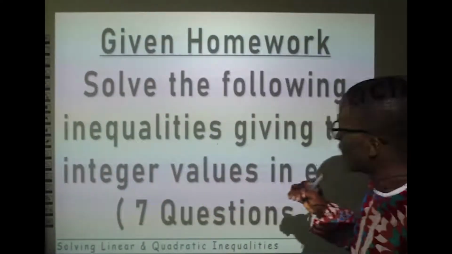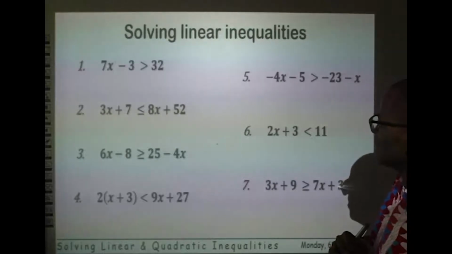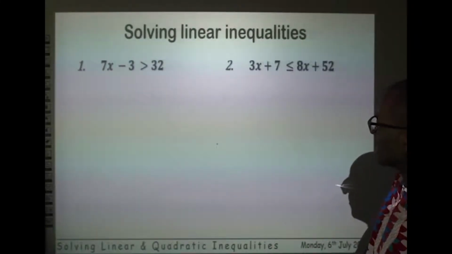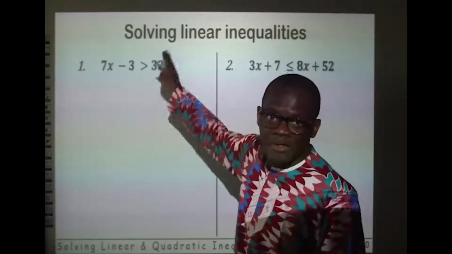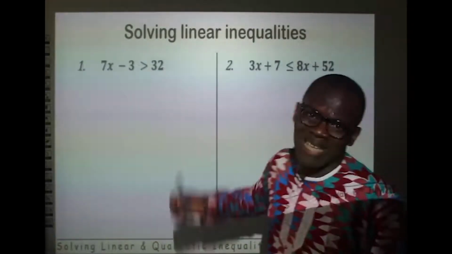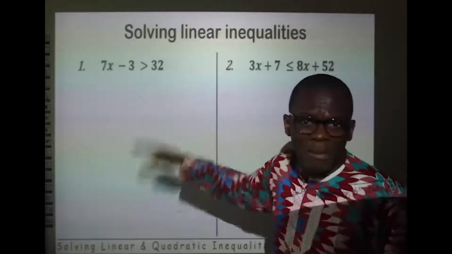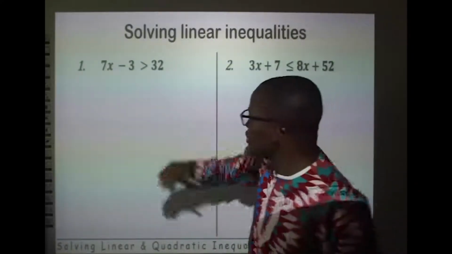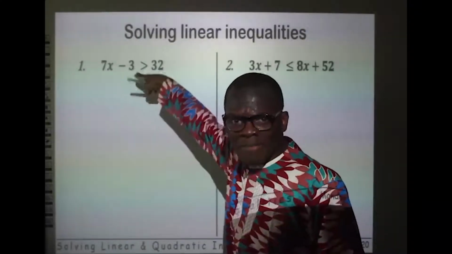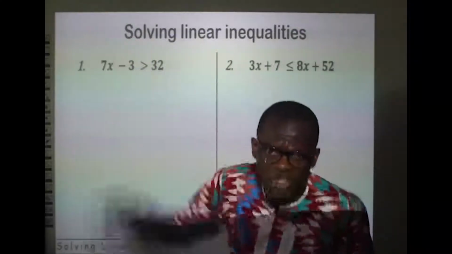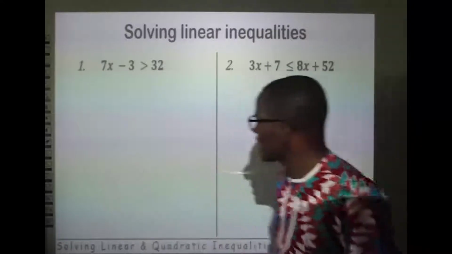So let's quickly go over the solutions to the questions I gave you last week on linear inequalities. Question number 1: you have 7x minus 3 is greater than 32. How do you solve that? Like I said, you carry on like you normally would if you're given any equation. Imagine for a moment that instead of the greater than sign you've got the equal sign there. So just go ahead and solve as you normally would.